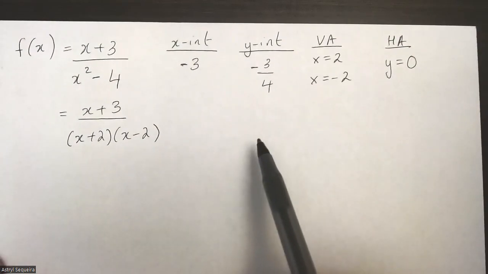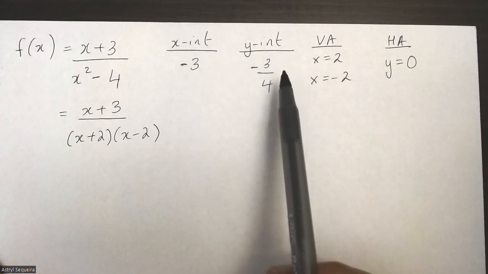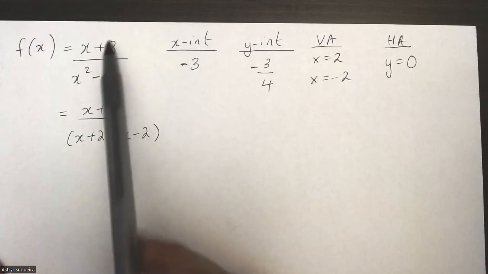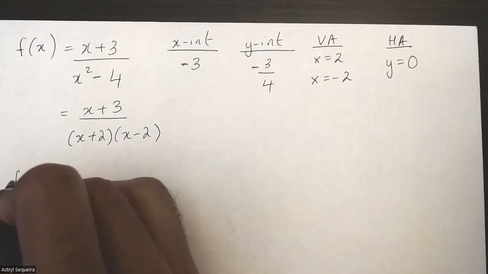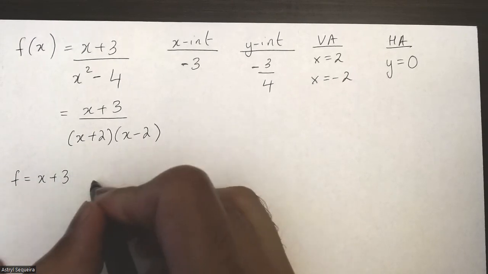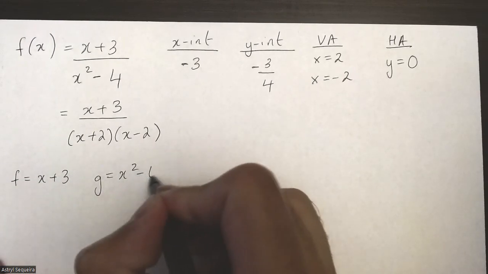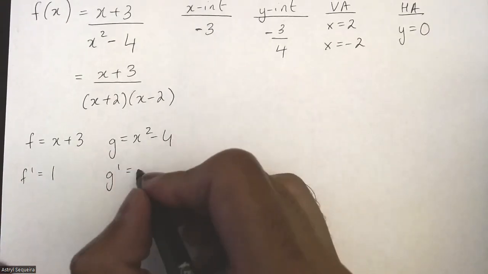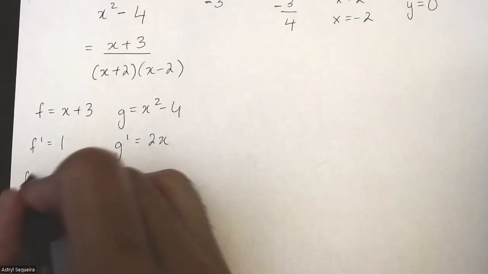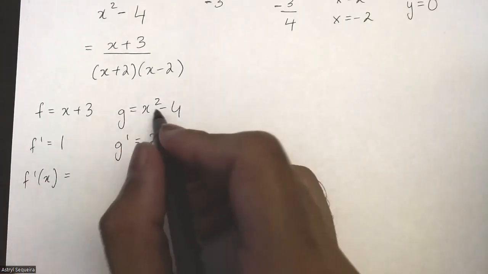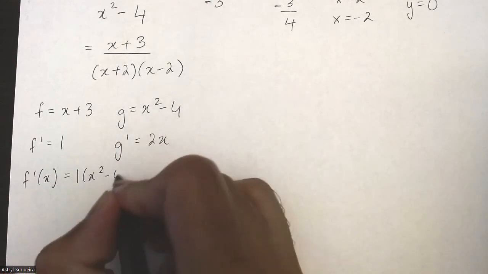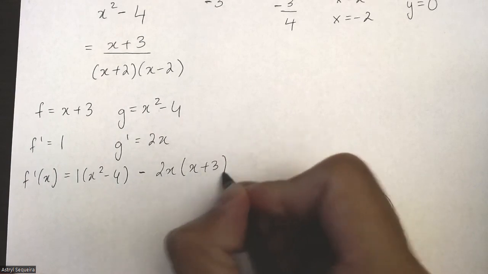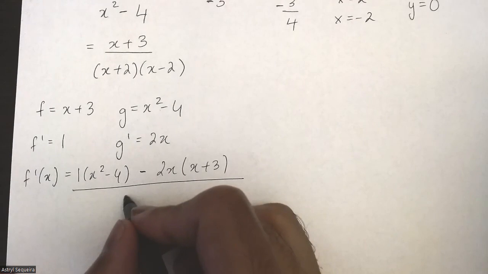The next thing I want to do is figure out my critical points. In order to find my critical points, I need to derive this function, and we're going to use the quotient rule to derive this function. f equals x plus 3, g equals x squared minus 4, f prime equals 1, g prime equals 2x. And now I'm going to do quotient rule. So f prime g minus g prime f divided by g squared.